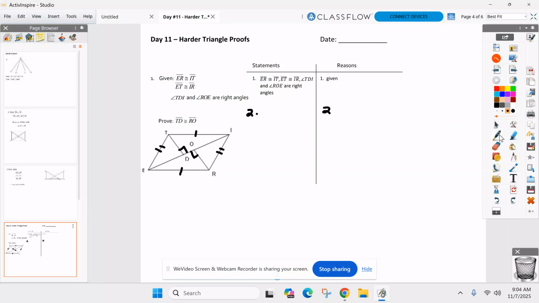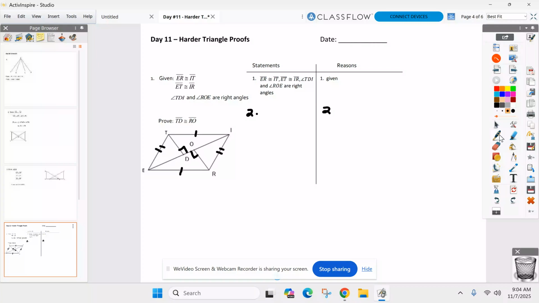Well, we have another problem now, don't we? TD and RO belong to two sets of triangles. So we need to make a class decision right now. There is no wrong choice, but we do need to make the same decision, and that is what two triangles are we going to prove congruent right now? My thought is you prove the two that you have the most information about. Which two triangles here?